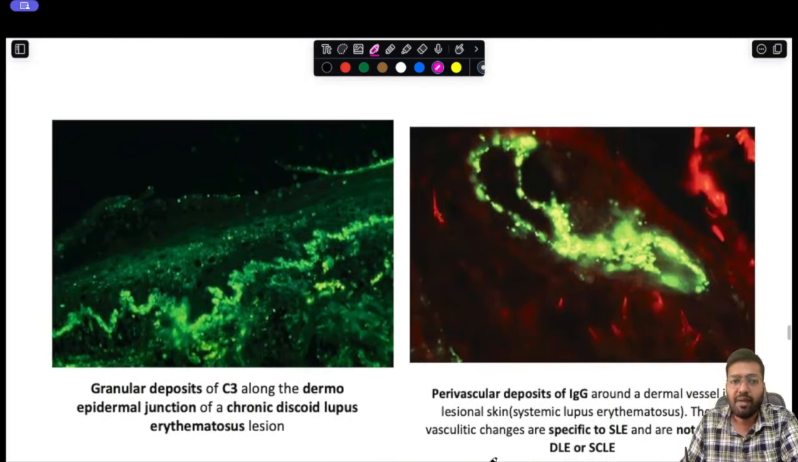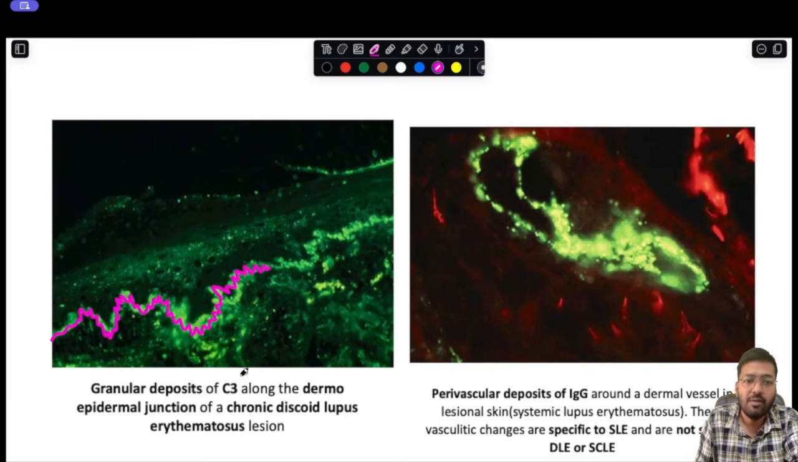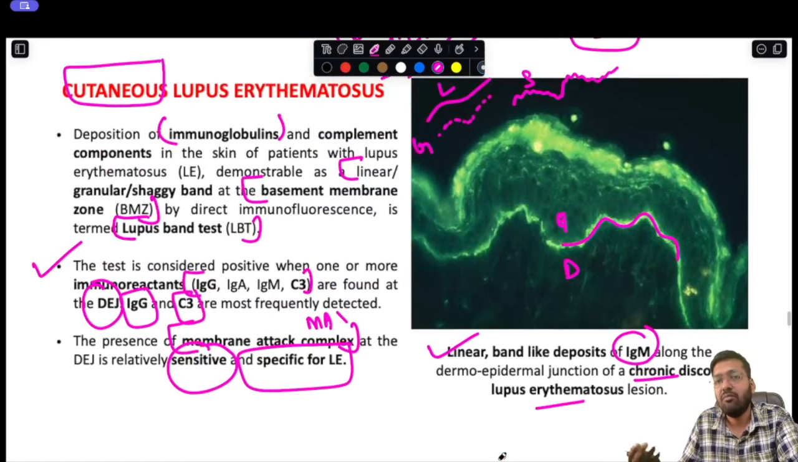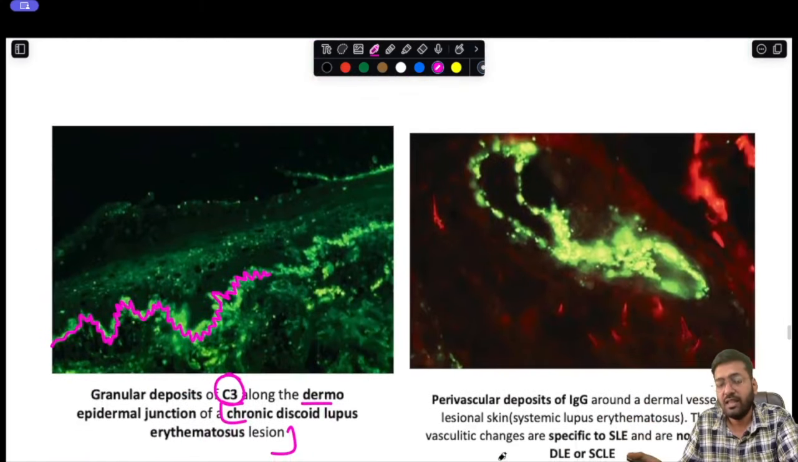Now these are the other patterns, as you can see. Over here is a very shaggy and granular type of deposition. You can see a very rough, granular, shaggy type of deposit. So these are granular deposits of C3 along the dermoepidermal junction of a chronic DLE. I told you either they can be linear or they can be granular, shaggy. So there are different types.